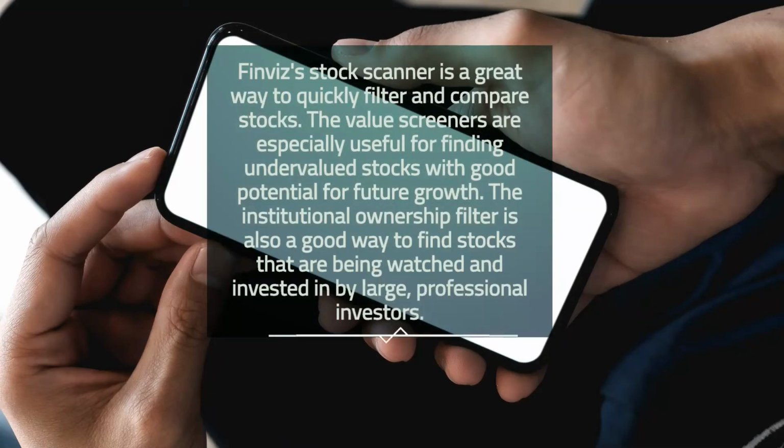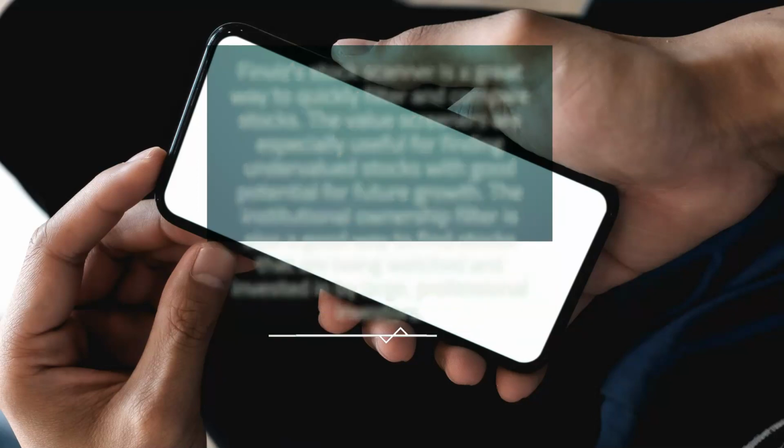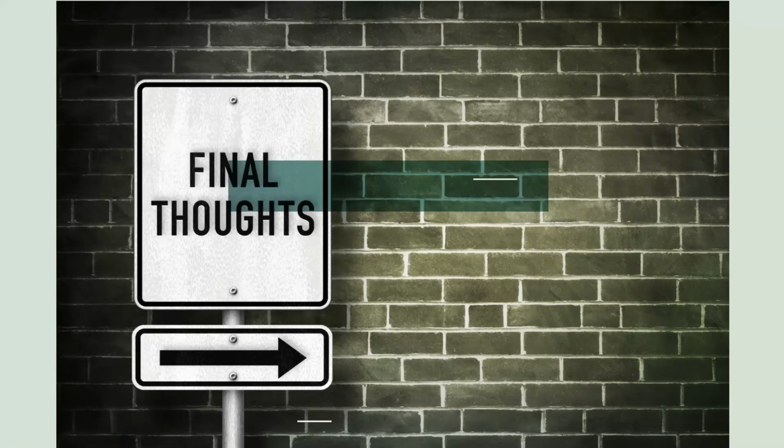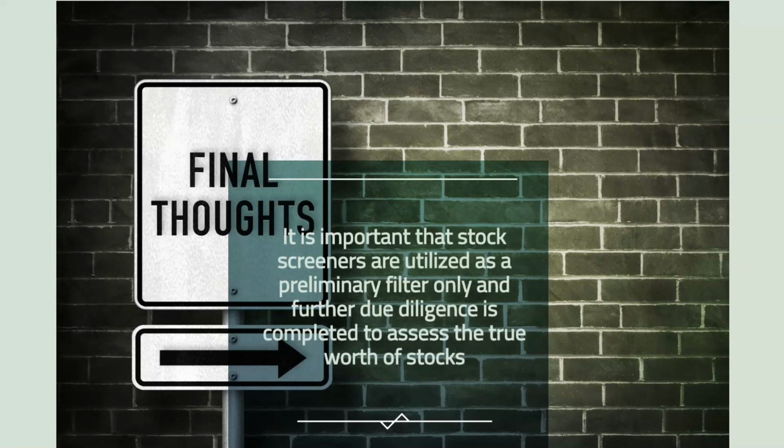Finviz's stock scanner is a great way to quickly filter and compare stocks. The value screeners are especially useful for finding undervalued stocks with good potential for future growth. The institutional ownership filter is also a good way to find stocks that are being watched and invested in by large, professional investors. It is important that stock screeners are utilized as a preliminary filter only and further due diligence is completed to assess the true worth of stocks.